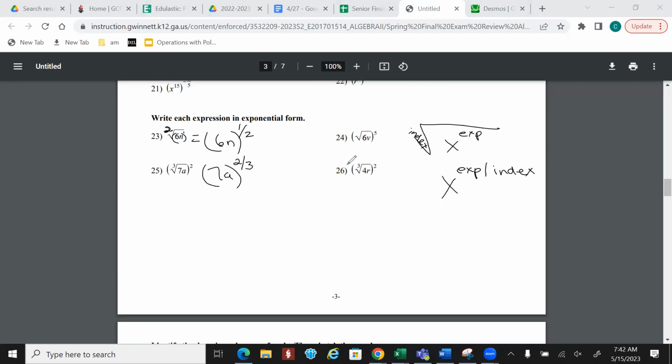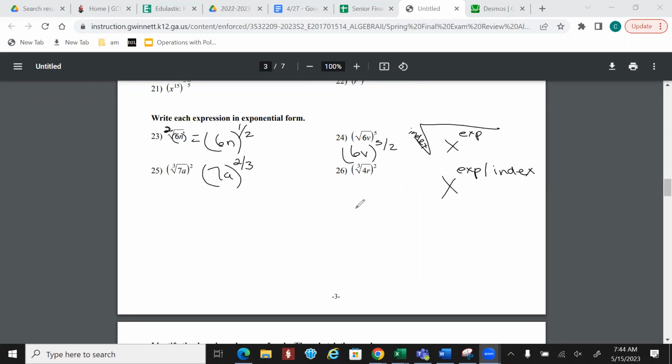Can you try 24 and 26? All right, so on 24, if I'm going to write this as an exponential, I'm going to say 6v. We're going to raise it to the 5 divided by 2. Now, you could simplify this, if it asked you to simplify it, that 5/2. No, I'm going to leave that off. Never mind. It'll probably have this as the answer choice.